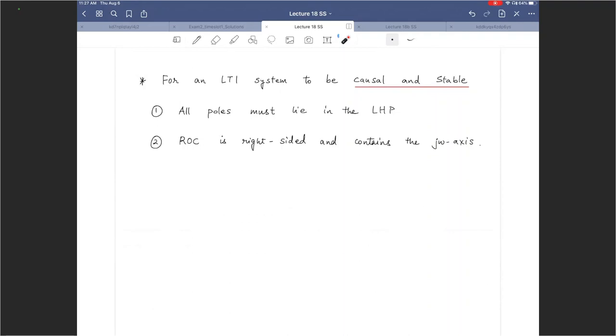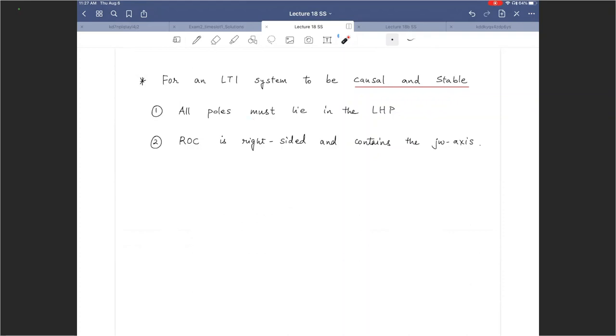Those two conditions have to be met, causality and stability. Then you need to have all the poles of H(s), the transfer function, in the left half plane. All the poles have to be in the left half plane, excluding the j omega axis, because if you are on the j omega axis, you are either marginally stable or you are unstable if you have repeated roots there. So you have to be in the left half plane.